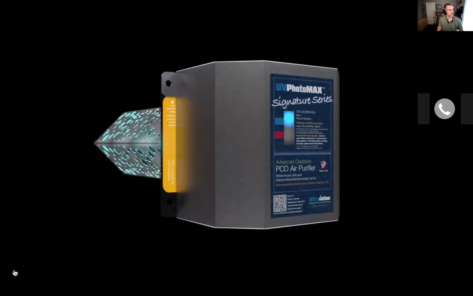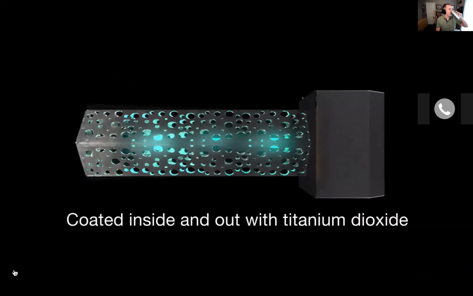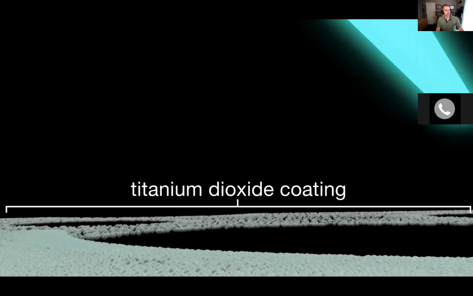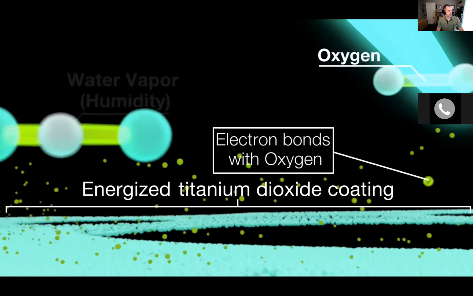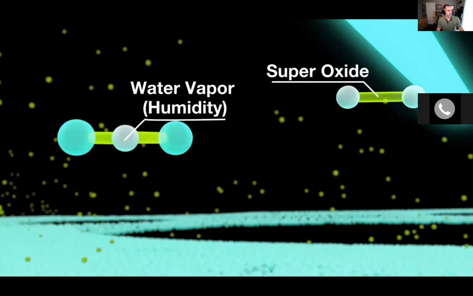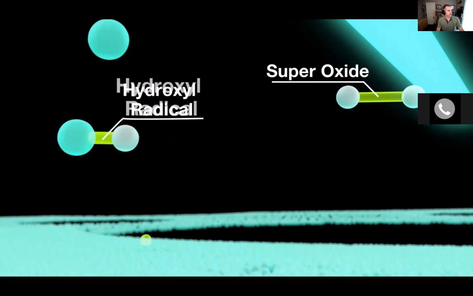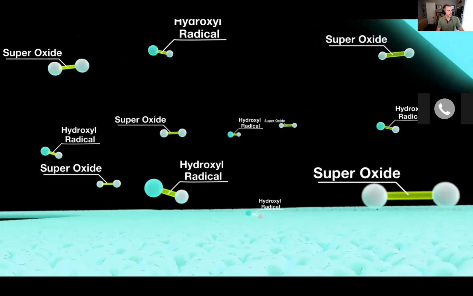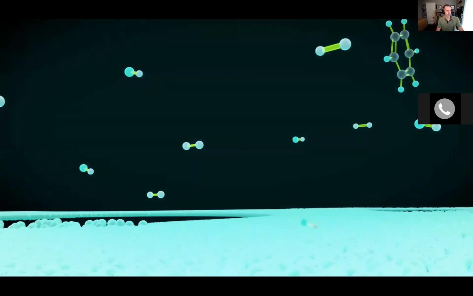Here's how it works. The UV Photomax Advanced Oxidation Module is coated with an exclusive titanium dioxide formulation. When UV light is applied to the surface, the titanium dioxide coating becomes energized, causing it to release electrons. The electrons then combine with oxygen to create what are known as superoxides. The titanium dioxide then collects replacement electrons from moisture in the air to become charged particles known as hydroxyl radicals. Together with the superoxides, a powerful photocatalytic oxidation, or PCO field, is created.